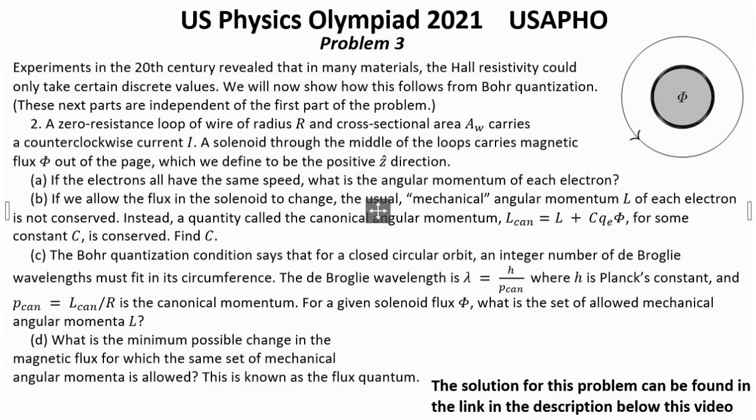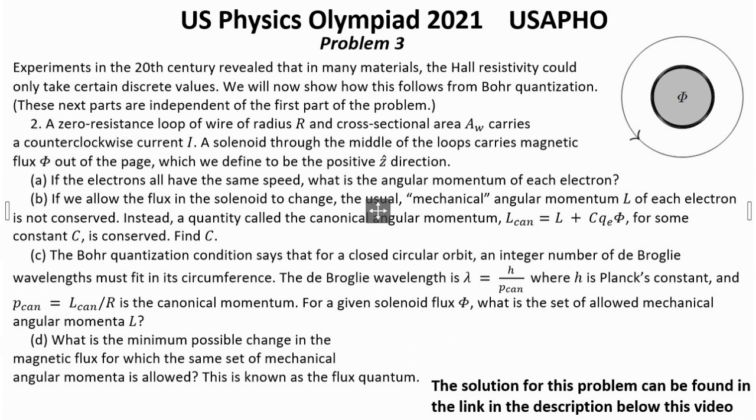Experiments in the 20th century revealed that in many materials the Hall resistivity could only take certain discrete values. We will now show how this follows from Bohr quantization. These next parts are independent of the first part of the problem.